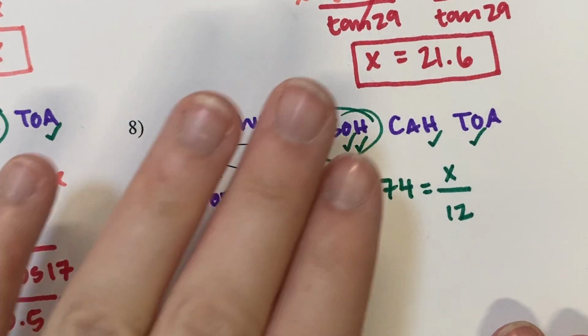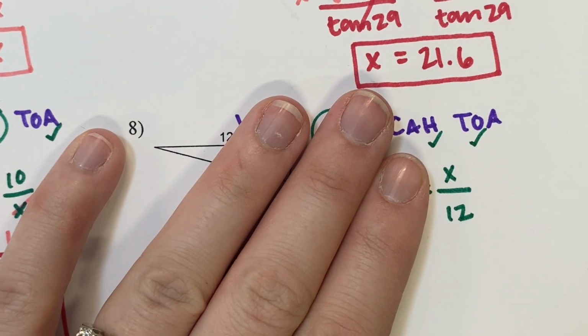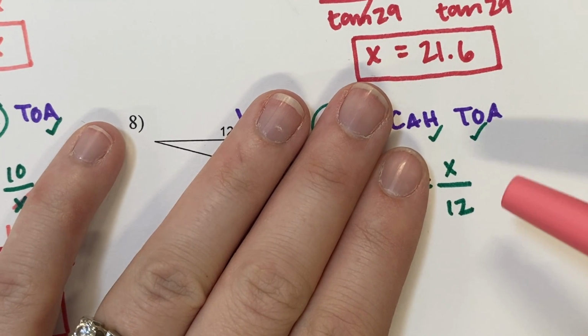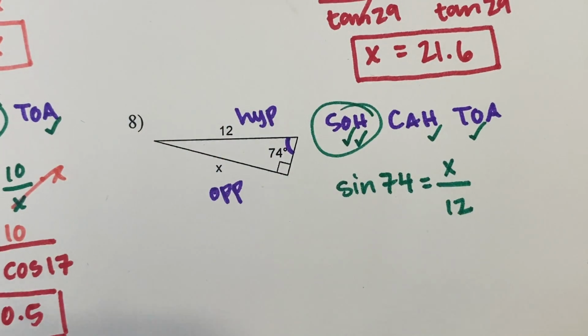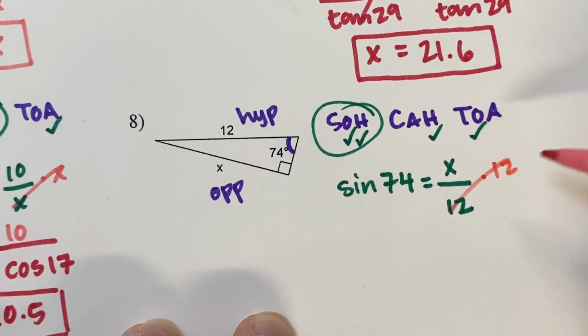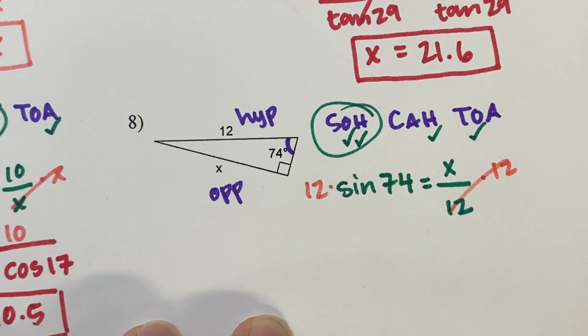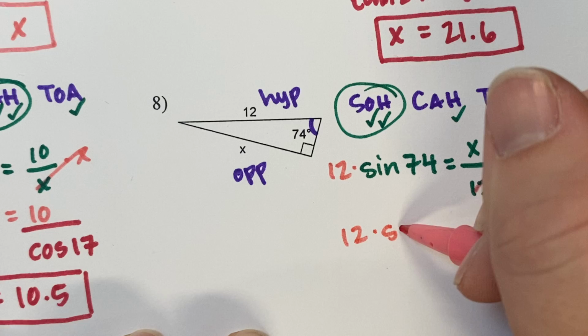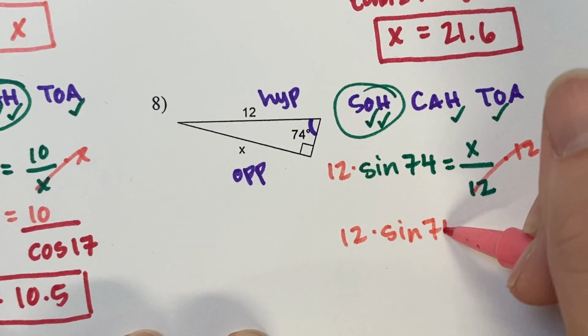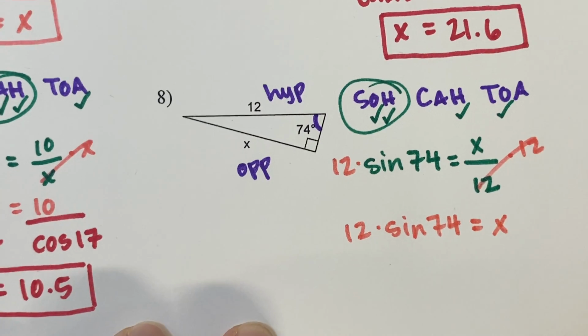We're solving for x, so look at our side with our x. Our x isn't on the bottom this time, so we can just do the opposite. It's divided by 12, so we do the opposite, which is multiply by 12. Now in my calculator, I'm going to type in 12 times sine of 74 to give me my x.